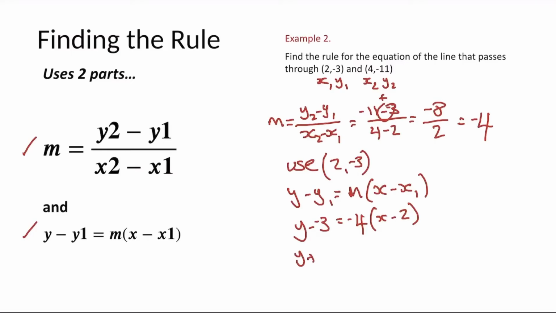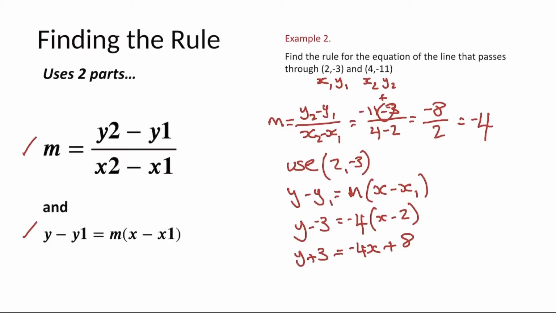Y plus 3 equals, now, on the other side, we want to expand those brackets. So negative 4 times x is negative 4x. Negative 4 times negative 2 is plus 8. Don't forget the negative, make positive.